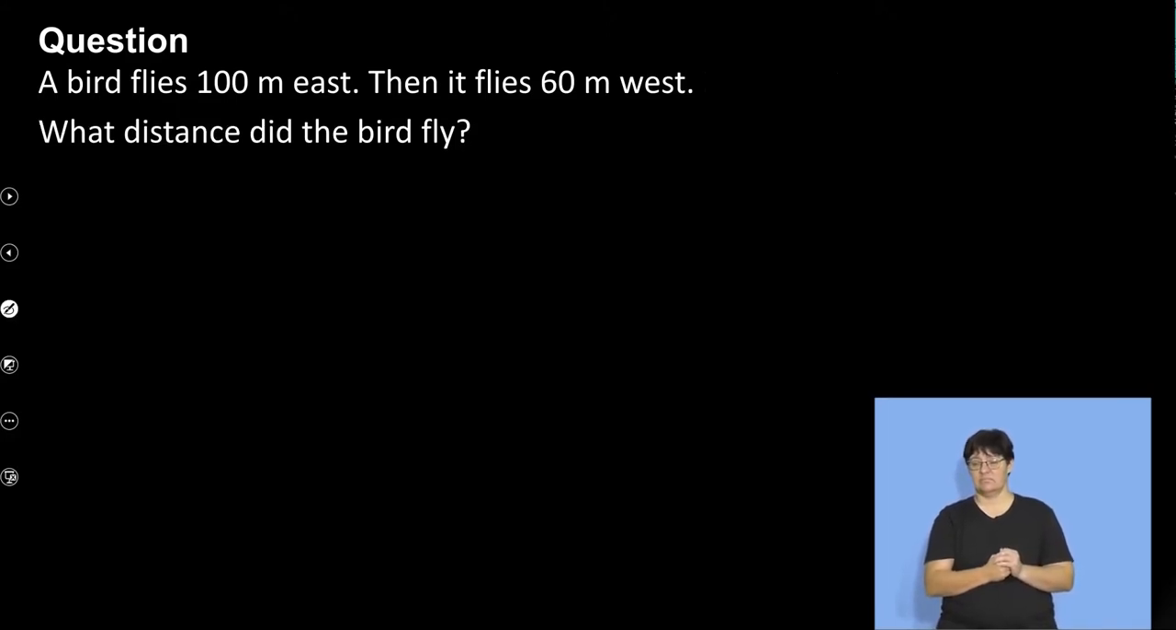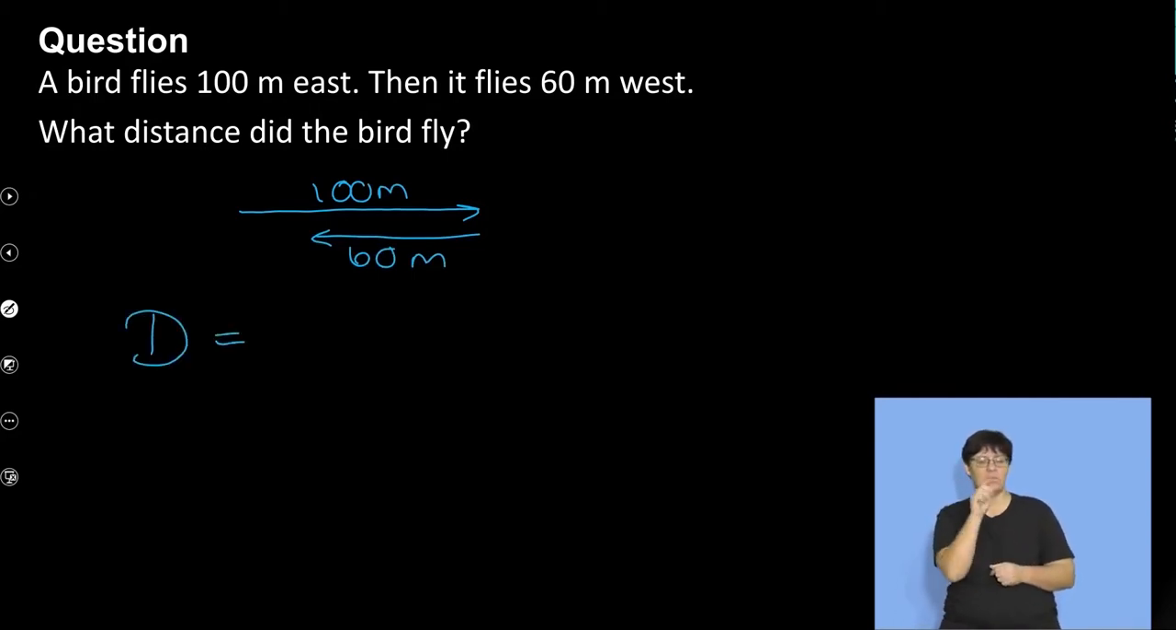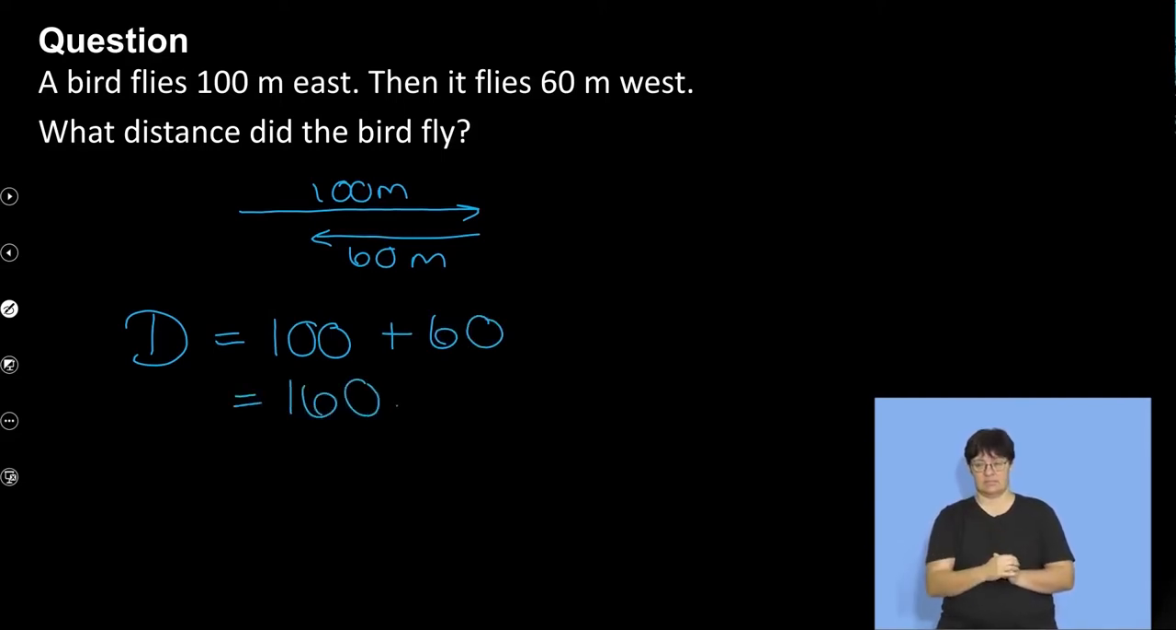So now they say, what distance did the bird fly? I'm just going to put the diagram again to make it easier for us. So there we've got the 100. There we've got the 60. It's not to scale. Distance simply means that I add everything together. So I'm going to go 100 plus 60, 160 meters. Because that's what the bird actually did. It went 100, then it went 60. That's its distance, okay? And it's tired.